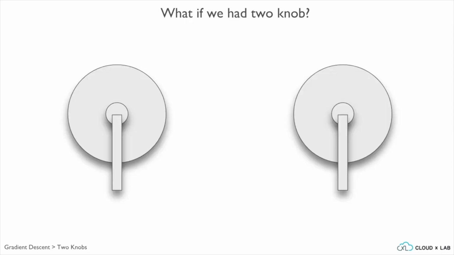Now let us extend the same example to two knobs. What if we have two knobs, maybe one for cold water and other for hot water? But you do not know which one is which.